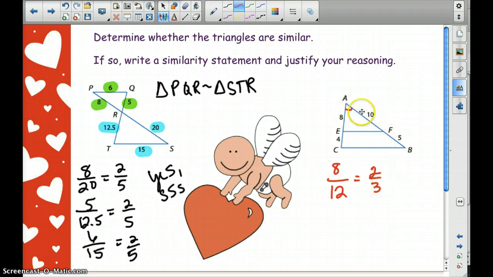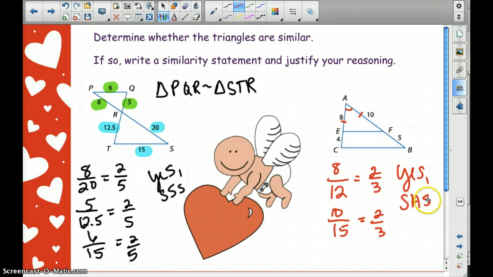Now let's look at the other side, on the other side of the angle, because it has to be side, angle, side. So this is going to be 10, and 10 plus 5 is going to be 15. Hey, what do you know? It simplifies down to 2/3. So this one is going to be yes, and it's by side-angle-side.